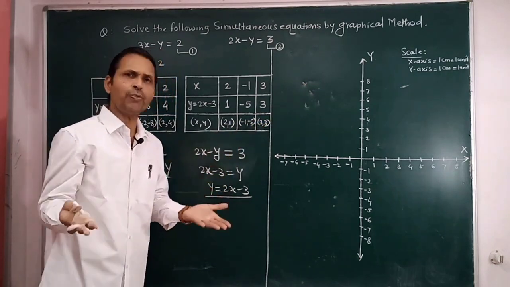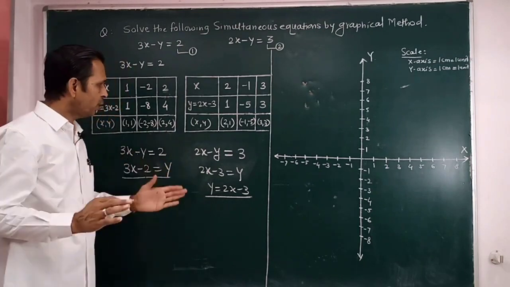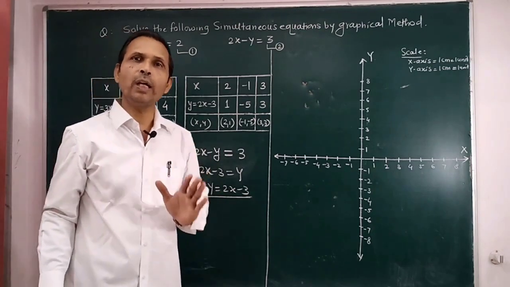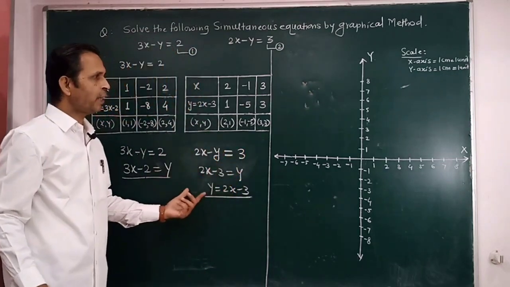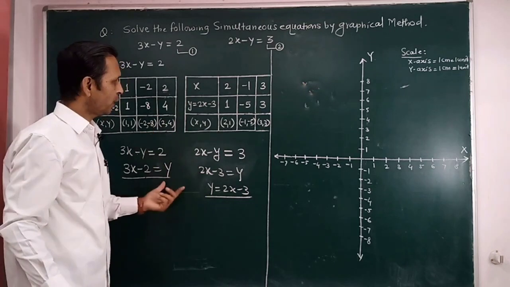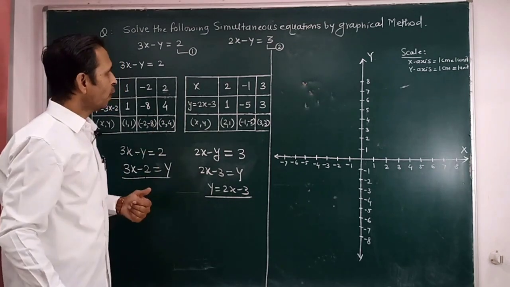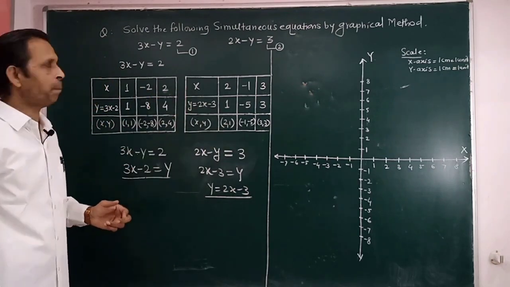Now in this way it is very easy to find out the values. If we convert the given equation into the form y equal to mx plus c, then it is very easy to find out the solutions of such an equation by putting the value of one variable. Now let us plot the points on the graph paper.